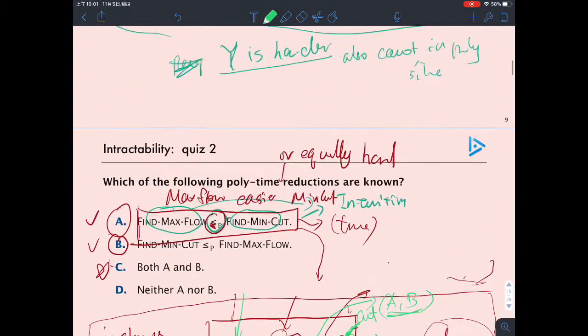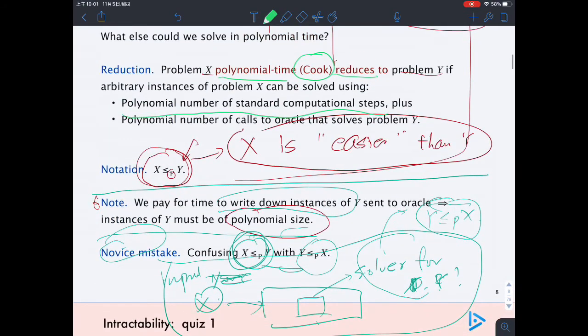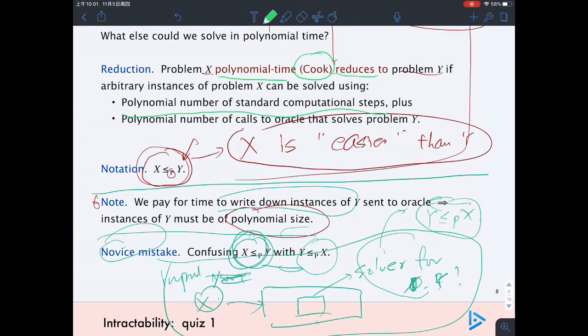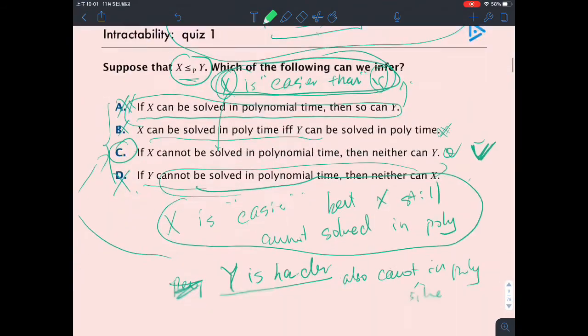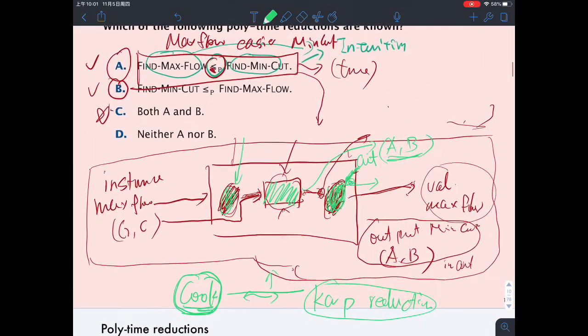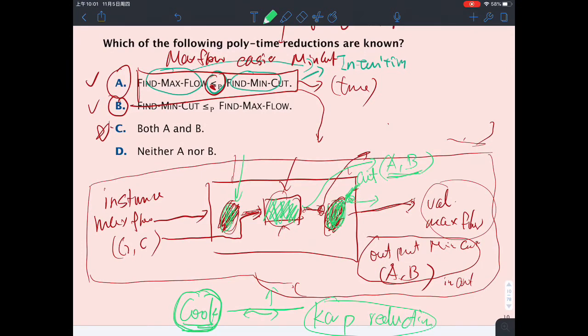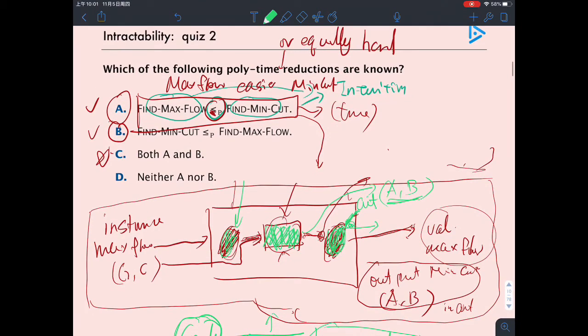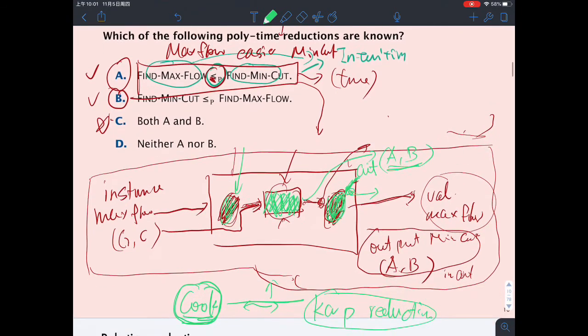If you look back at the definition here, we allow our whole program that leverages the solver to have a polynomial number of standard computations and a polynomial number of calls to the oracle. That basically means that for the same black box, we are allowed to call it multiple times to help us solve instances of its own type.